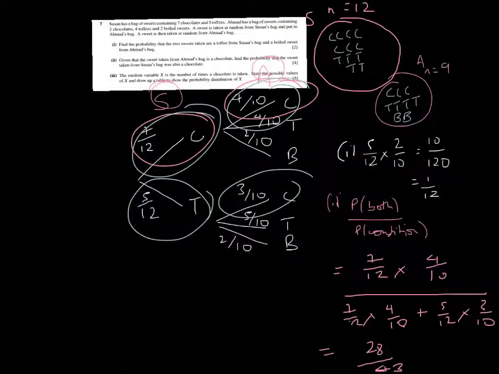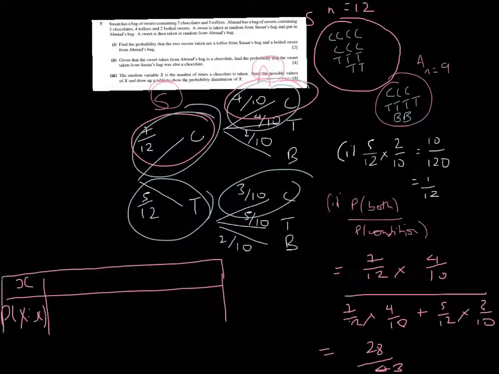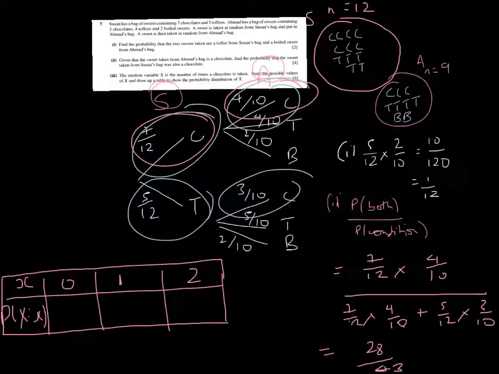And then for part 3, they want you to do this random variable x, which is the number of times a chocolate is taken. So what you want to do is first of all draw your table. So x is the actual outcome, and then your probability, capital X equals lowercase x, is the probability associated with that outcome. Okay, so if you think about the different outcomes there might be, you might be able to choose no chocolates at all, maybe 1 chocolate, and you could end up choosing 2 chocolates, because at this stage you're only choosing 2 of these in total.